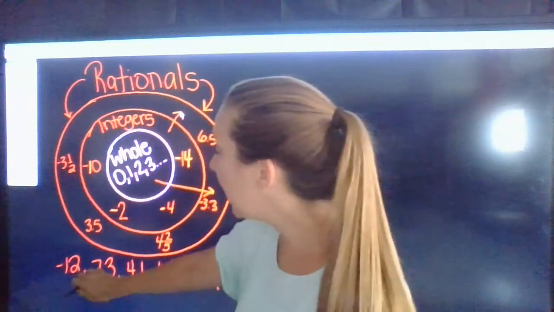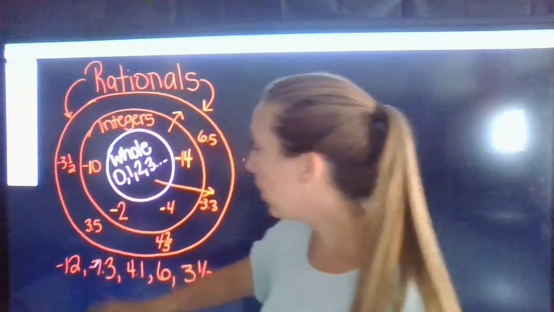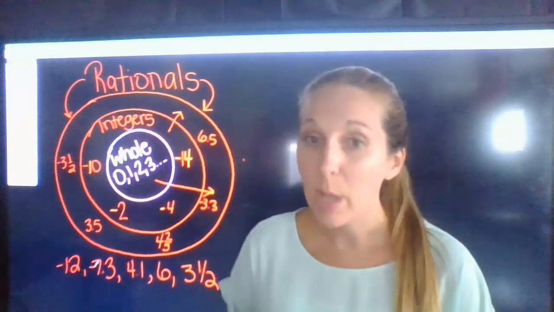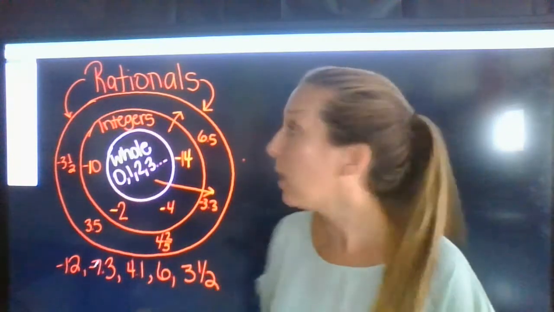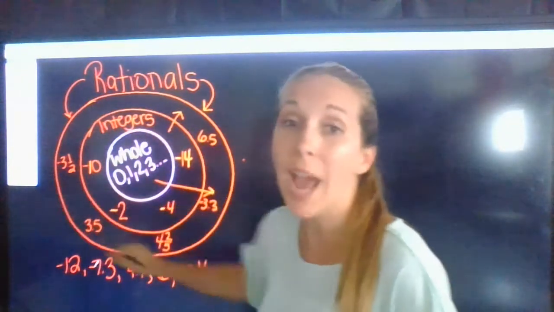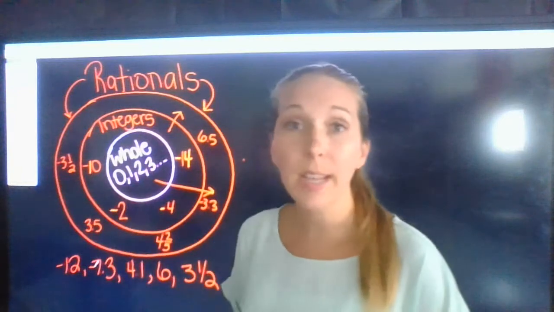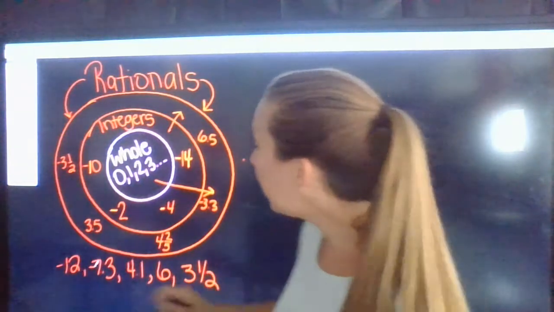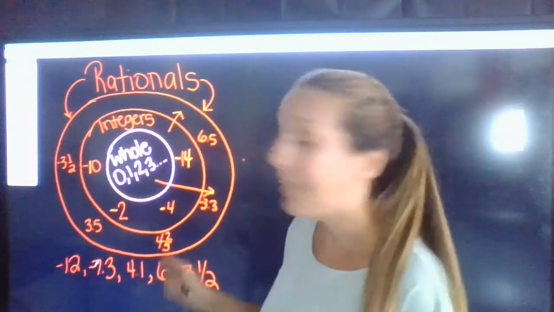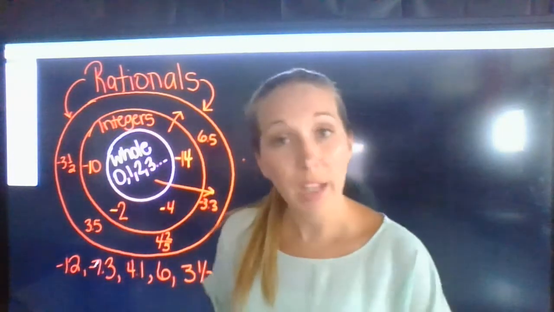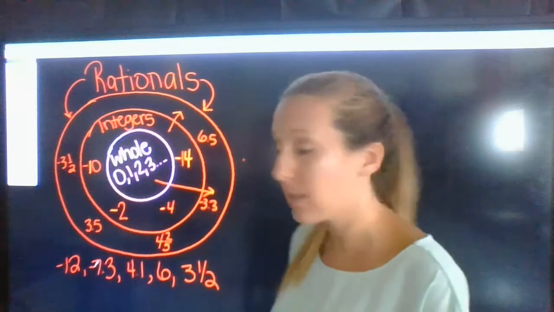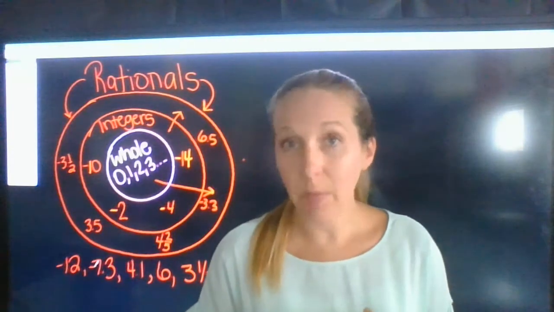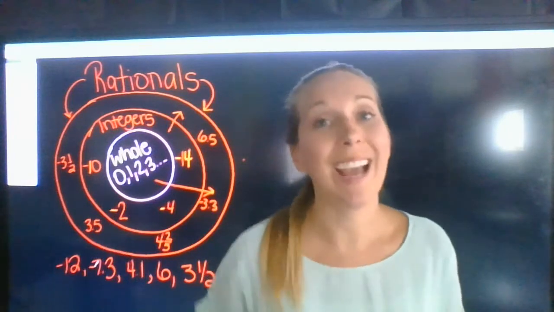Then we have negative 7.3. So first of all, it's negative, and it's got a decimal. So the decimal is a big giveaway here that this is only in our rational circle. Because it's a decimal or it could have a fraction, it is a rational. All right, then we have 4.1. Again, that is only a rational because it has a decimal.